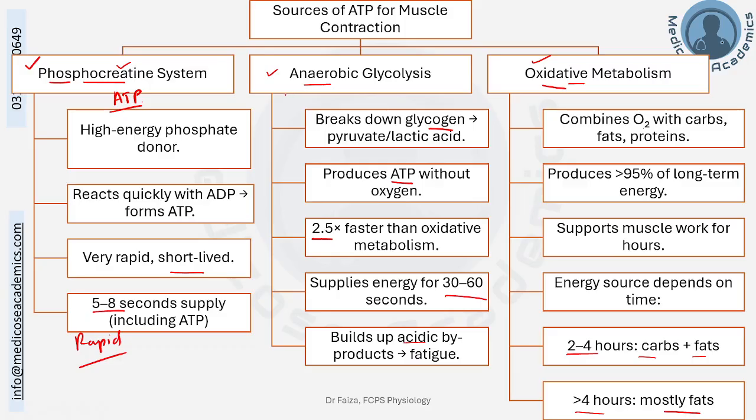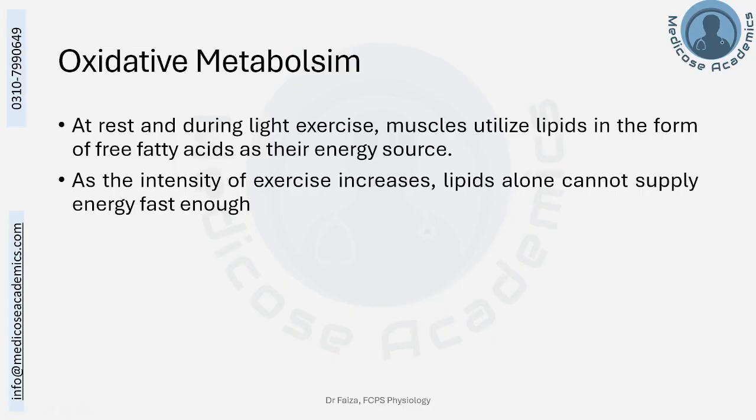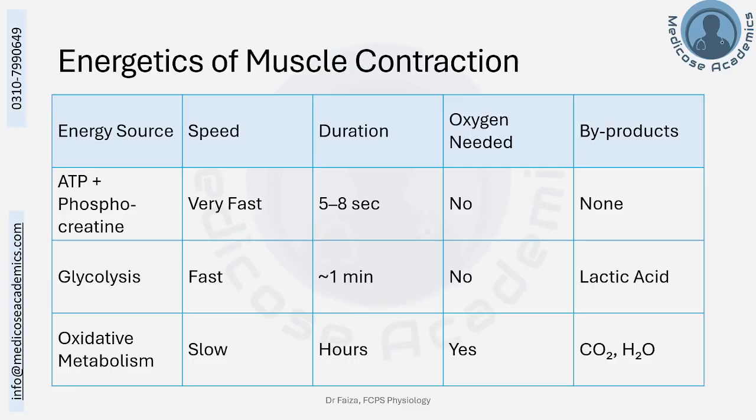Whereas there is a marathon runner who has to run for longer periods of time, there the phosphocreatine and anaerobic glycolysis system will fail. Rather, oxidative metabolism will be providing a sustained source of energy. So oxidative metabolism is mostly used at rest and during lighter exercises. And this is a comparison of all 3 sources of energy, their speed, their duration, need of oxygen, and the byproducts that are produced.